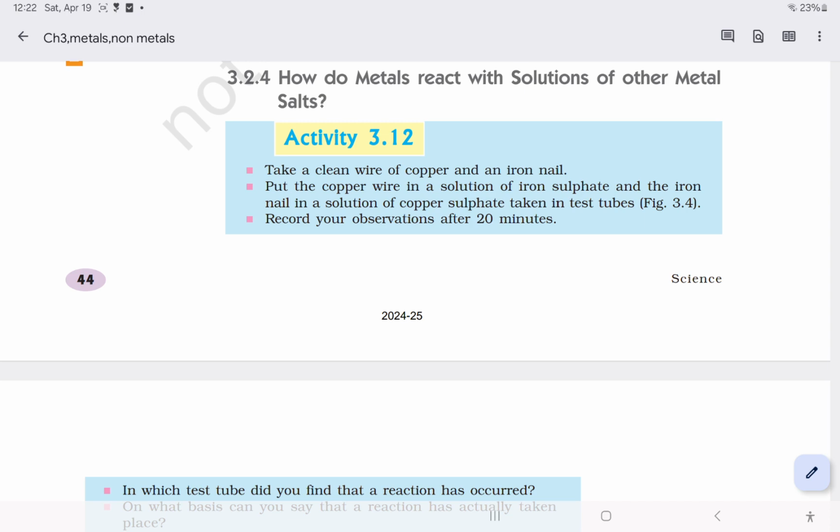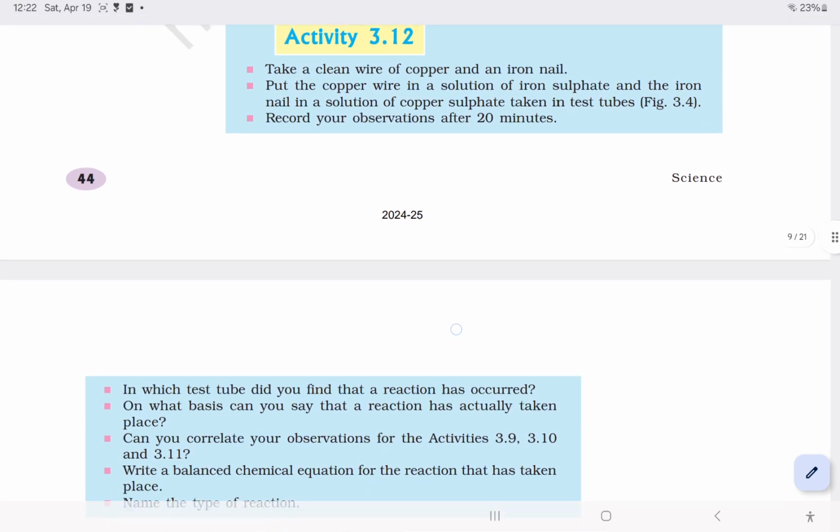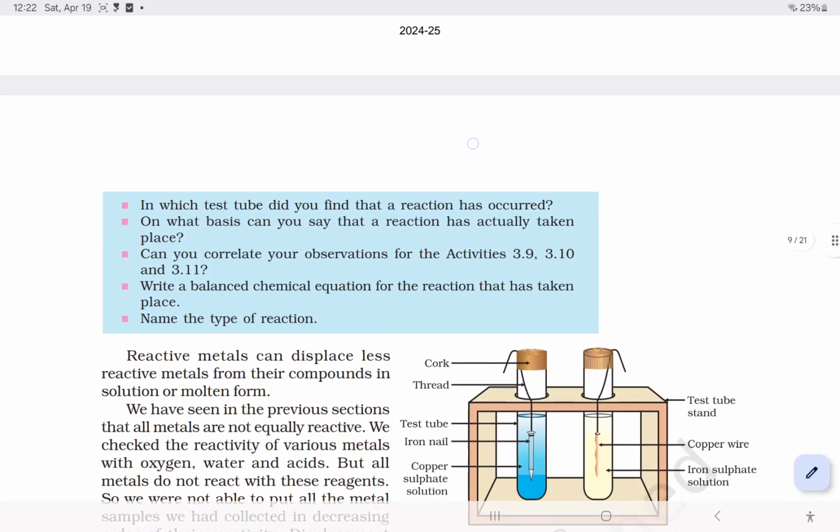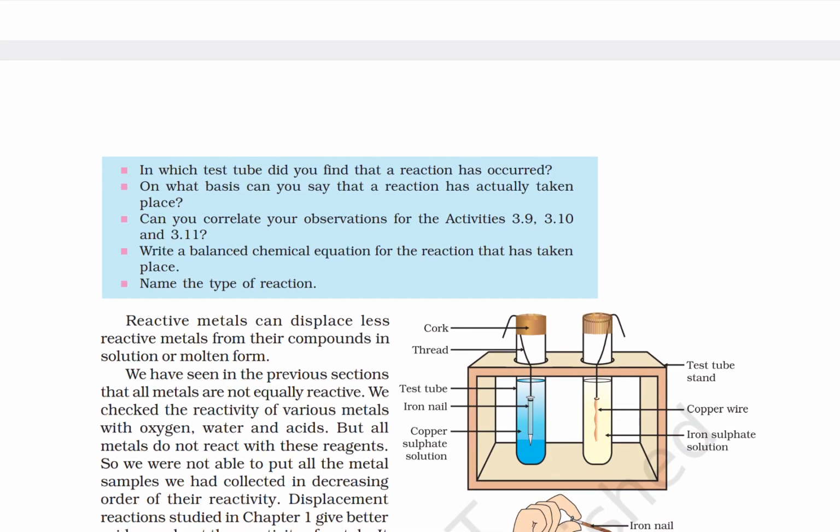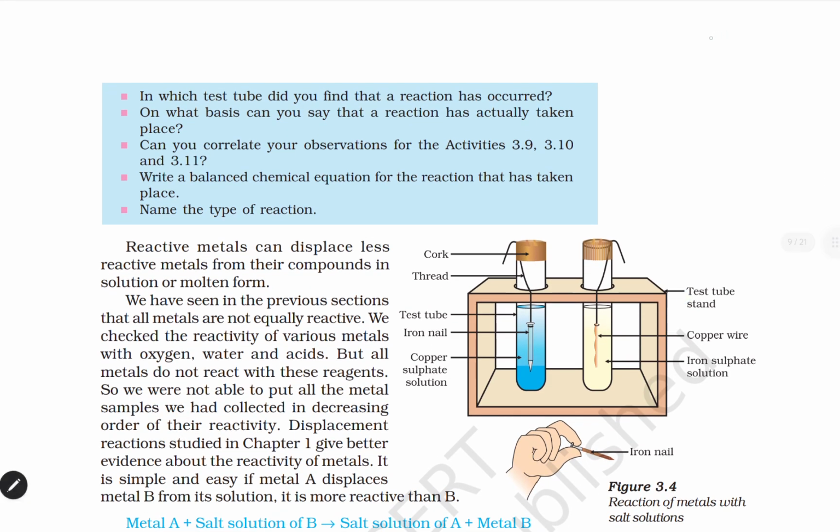Here we are given a particular activity. You can observe the activity. What is this activity? We take two test tubes. In one test tube we place copper wire into a solution of iron sulfate. In the other test tube we place an iron nail, and copper sulfate solution is taken. We leave both for about 20 minutes and observe what happens.